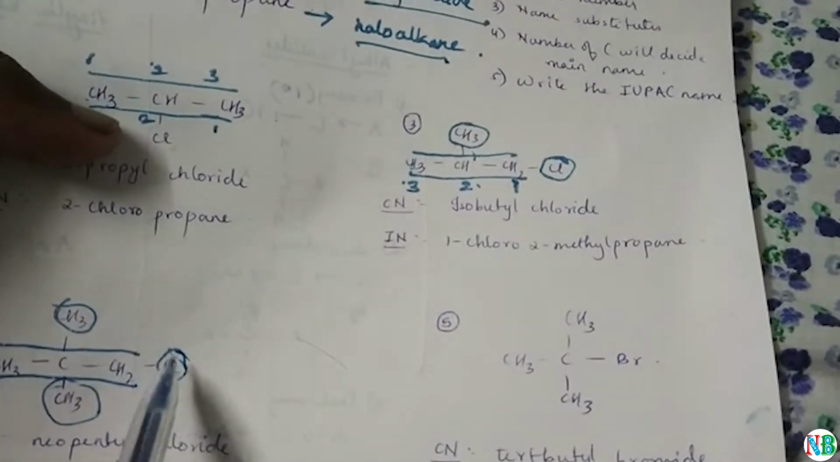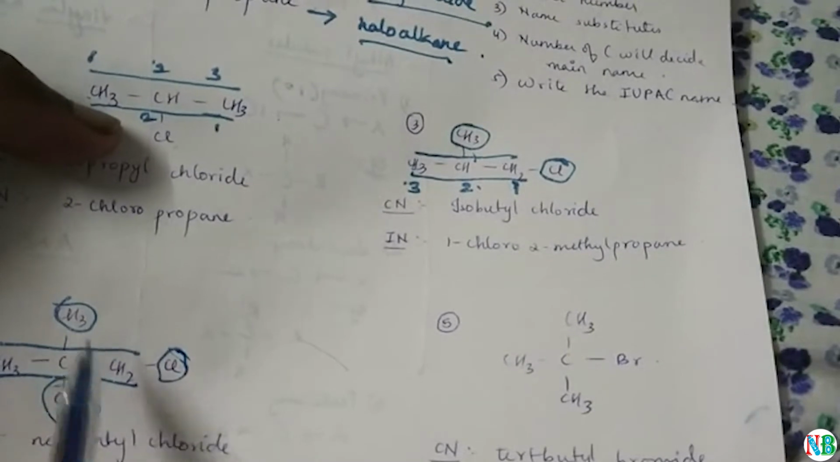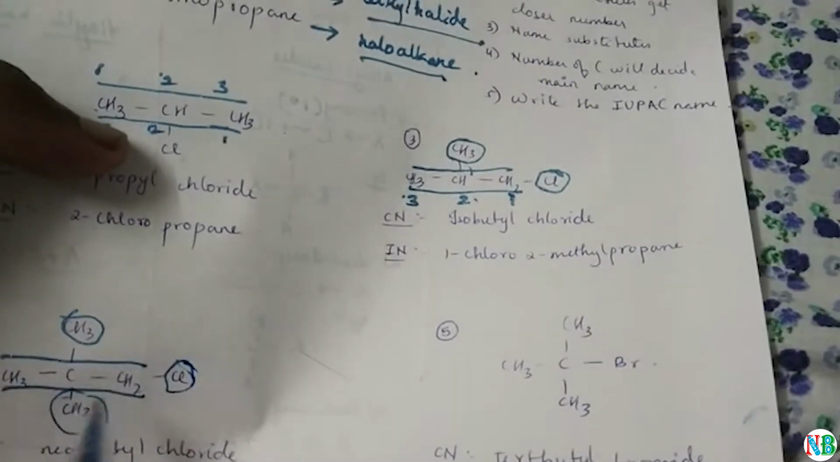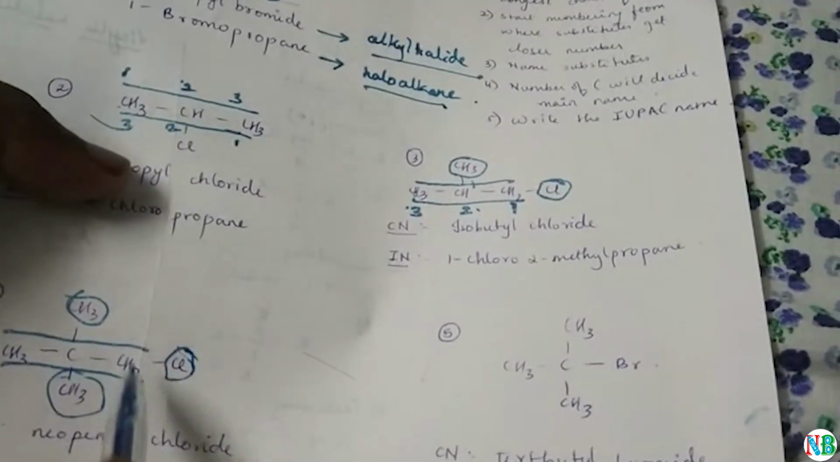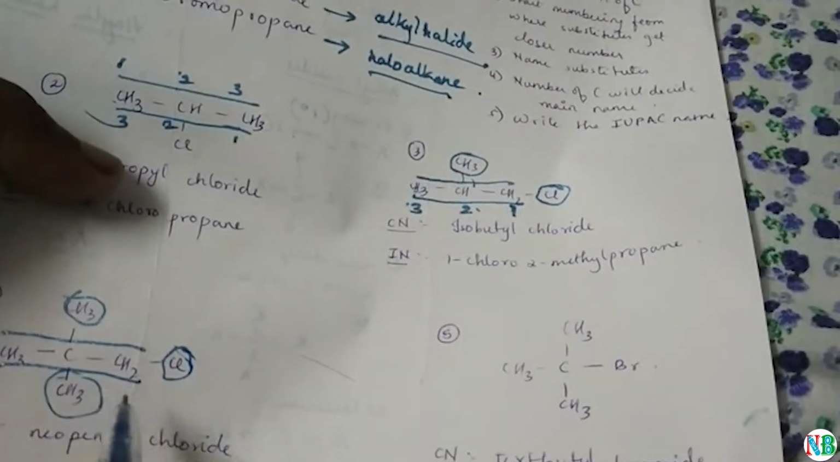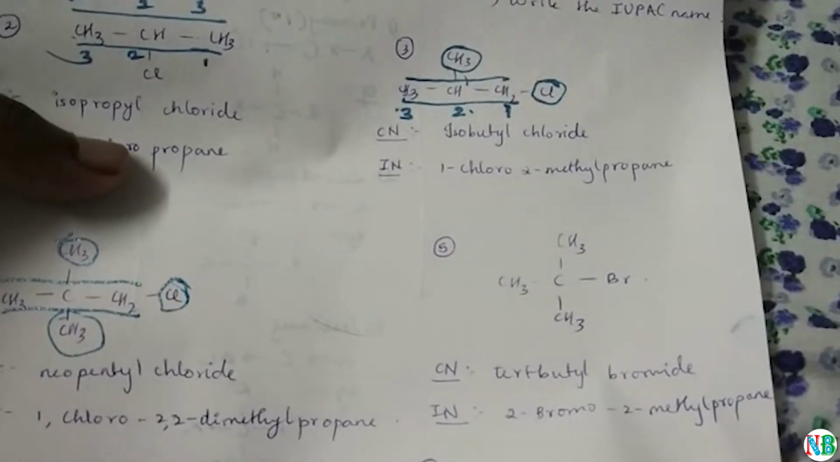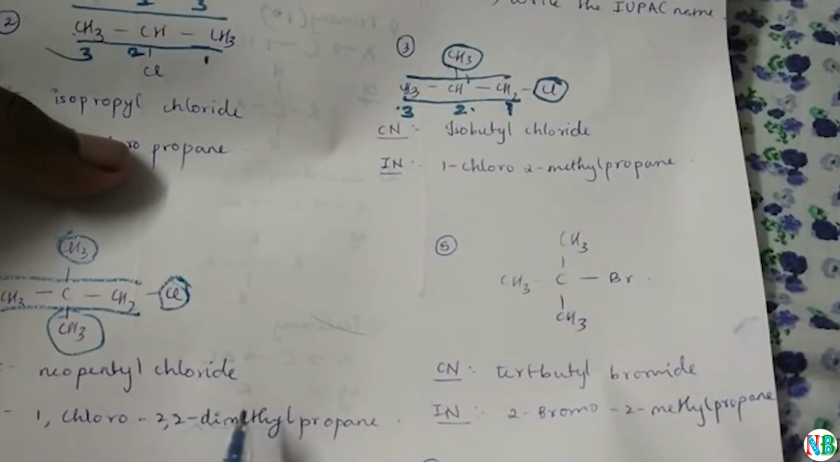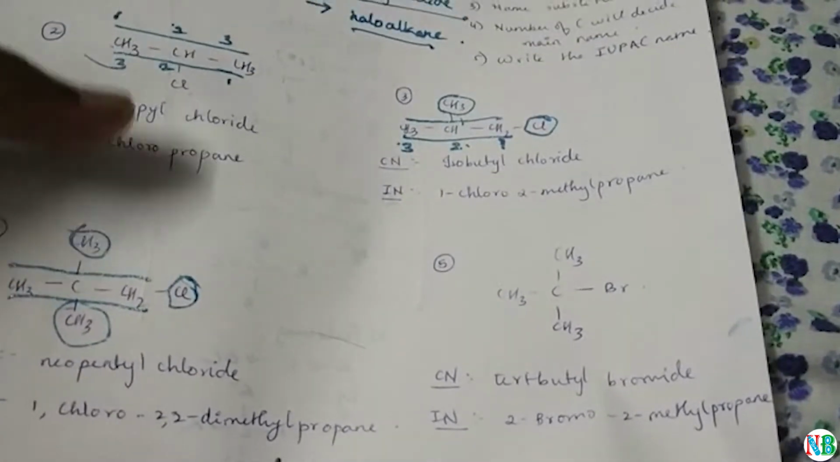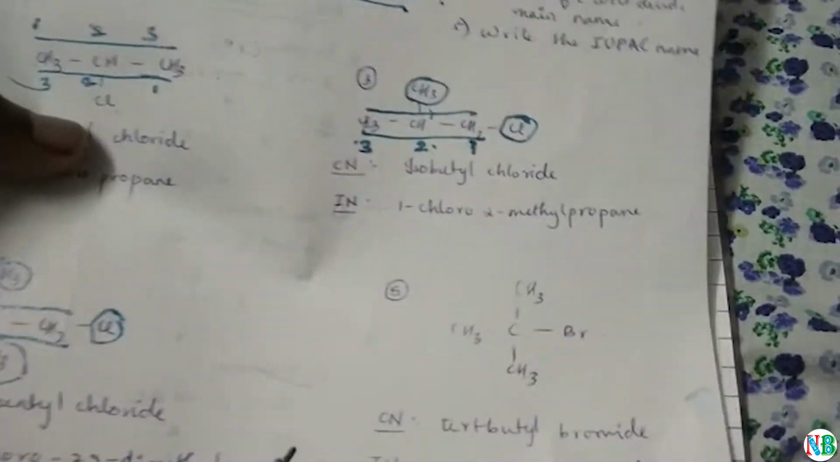So the name of this compound will be 1-chloro 2,2 dimethyl. Di stands for 2, propane. If I have 3 methyls, then it will be trimethyl, and if I have 4, it will be tetra, and so on. So moving with the IUPAC name, 1-chloro 2,2 dimethyl. So I hope this example is also very clear. Moving on to the next one.